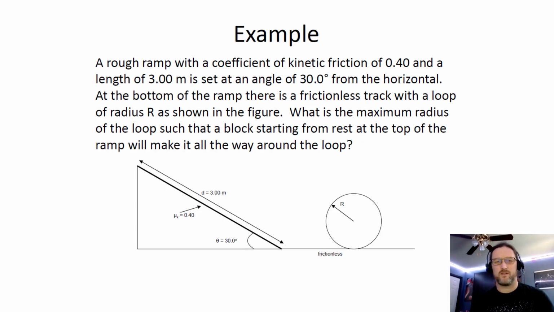Let's look at one more example. A rough ramp with a coefficient of kinetic friction, given a length of 3 meters. That's the distance from the top along that diagonal, along the ramp itself, set at an angle of 30 degrees from the horizontal. Then there's a frictionless track with a loop of radius r.